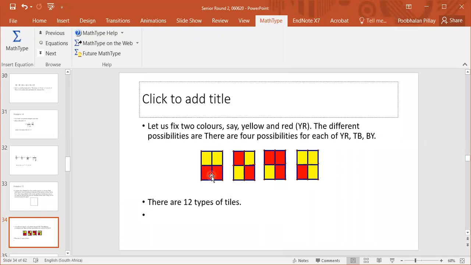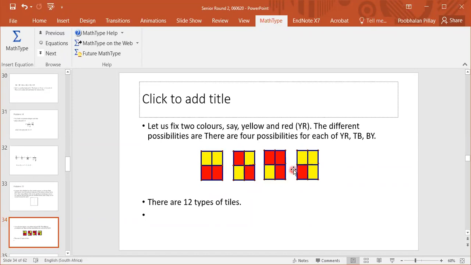Because if I turn this through 90 degrees in a clockwise direction, you'll get 2 reds here and 2 yellows. So that is no different from this. So there's only one tile having this configuration, and here too there's only one tile having this configuration. This is no different from having red, red, yellow, yellow, like that. It's the same thing.